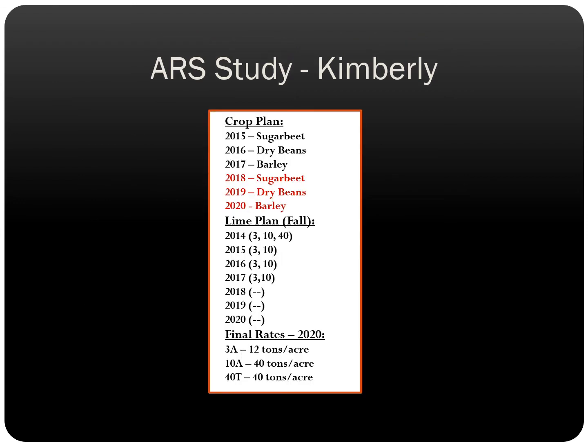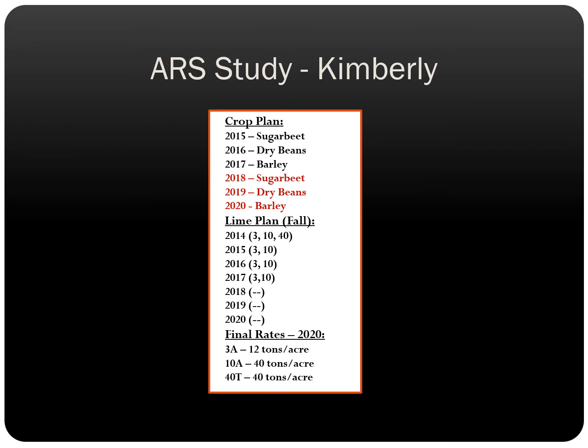To give you an idea of the timeline, to help you keep things straight in your mind, this shows the cropping plan, where we have the 6 years with the rotation being completed twice. The lime plan, again, I mentioned the lime was applied in the fall. So in 2014, you had the 3, 10, and 40 application rates applied.